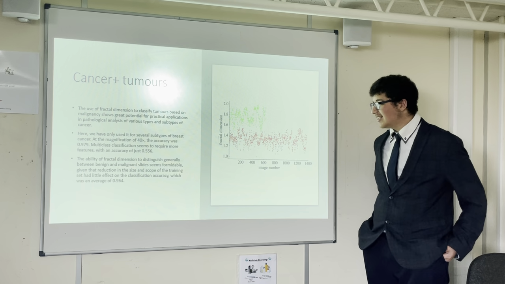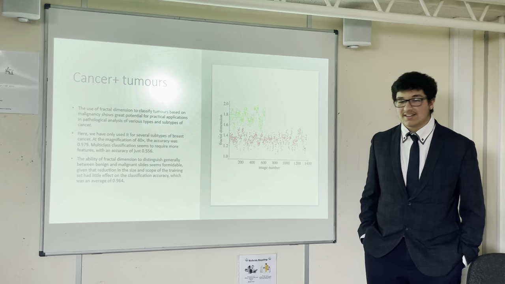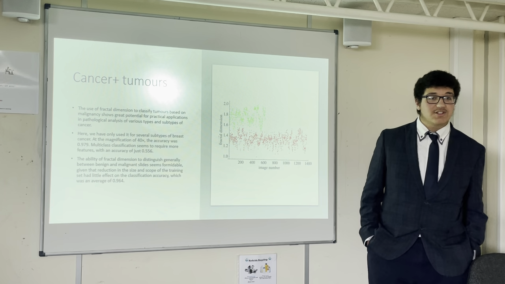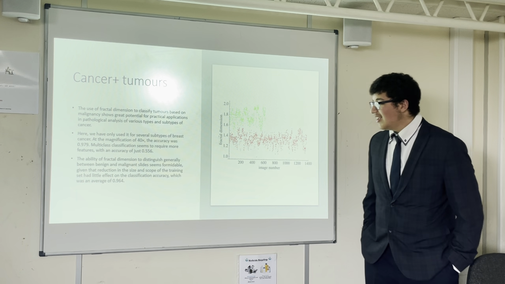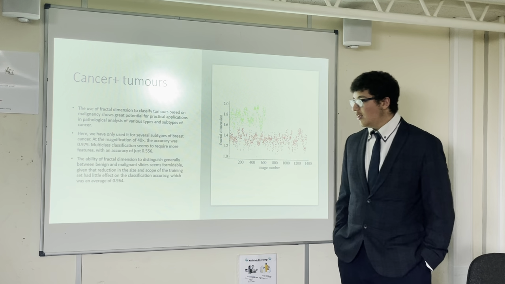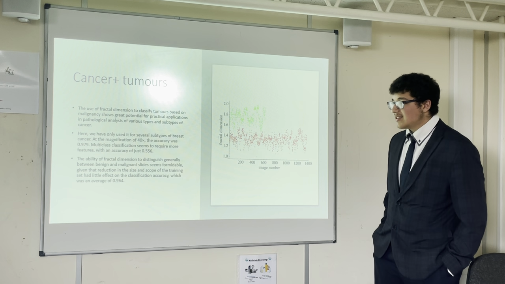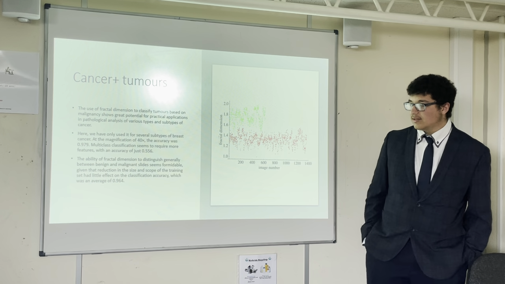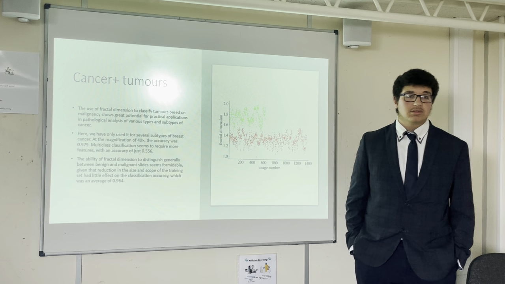I don't really understand. Okay, so multi-class classification is still hard. I mean, there's not a lot of research for this, and hopefully in the future there will be a lot more, because as you can see, it works, kind of. Accuracy of 0.556, but that can easily be improved. So the ability of fractal dimension to distinguish between benign and malignant seems formidable, given that reduction in the size and scope of the training set had little effect on the classification accuracy. So average 0.964, still very good.